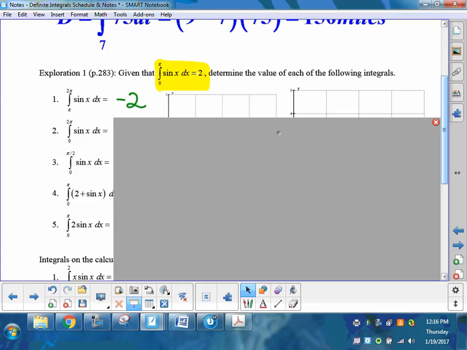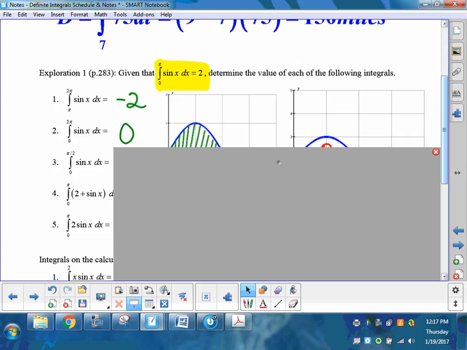Who can tell me what that's going to be? You know that from 0 to pi is 2. What's the area from 0 to 2 pi going to be? We've got 1, 2 of us. 3? 0. Why is it 0? Yeah. What about the next one?